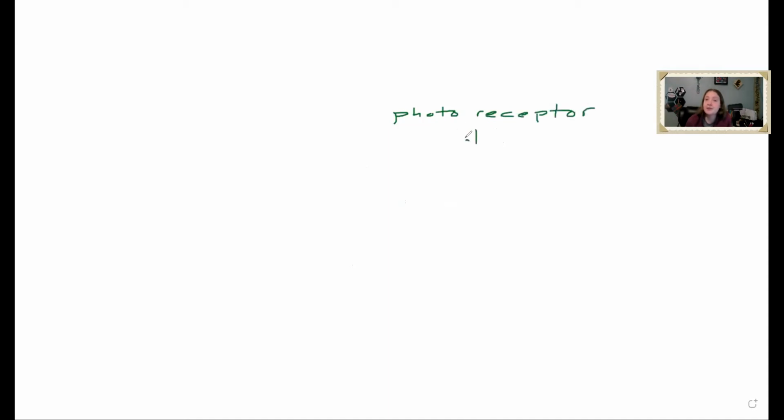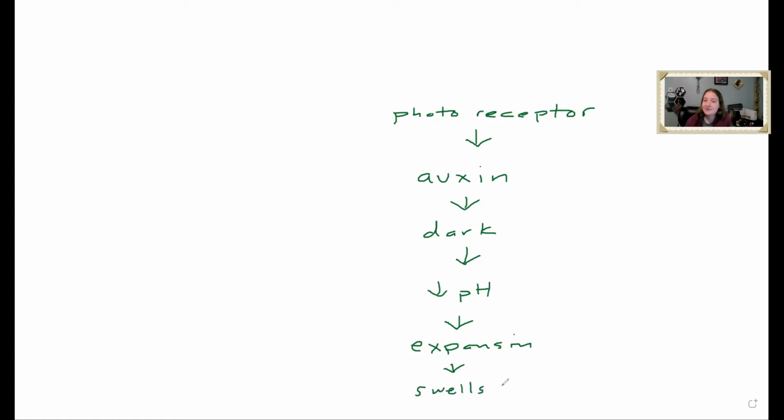Then the photoreceptor releases the auxin. Then the auxin runs to the dark side. Then when it's over there, it lowers the pH, which releases the enzyme called expansin, which swells the cells, which causes the plant to move. That is a lot going on inside that plant to make phototropism happen.